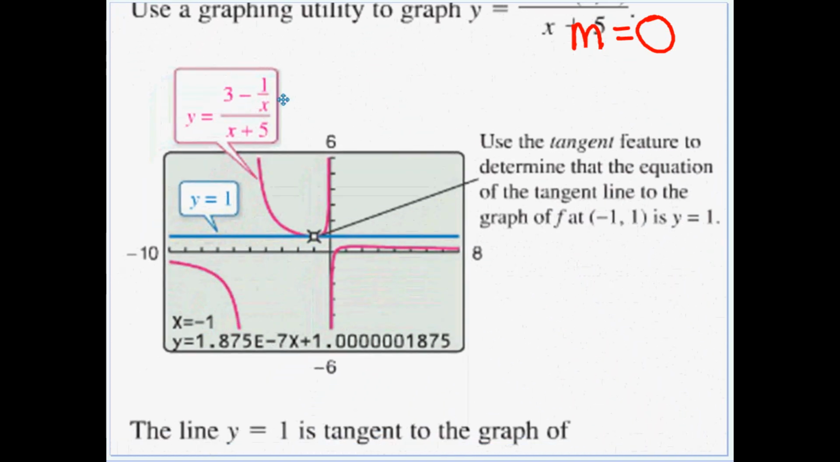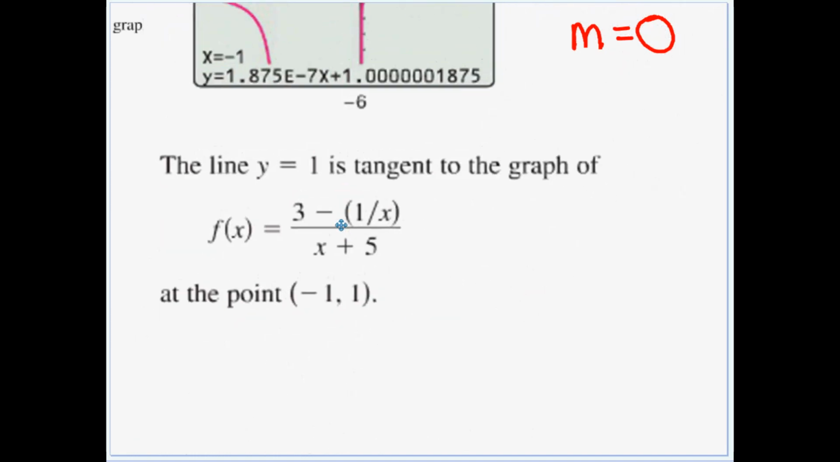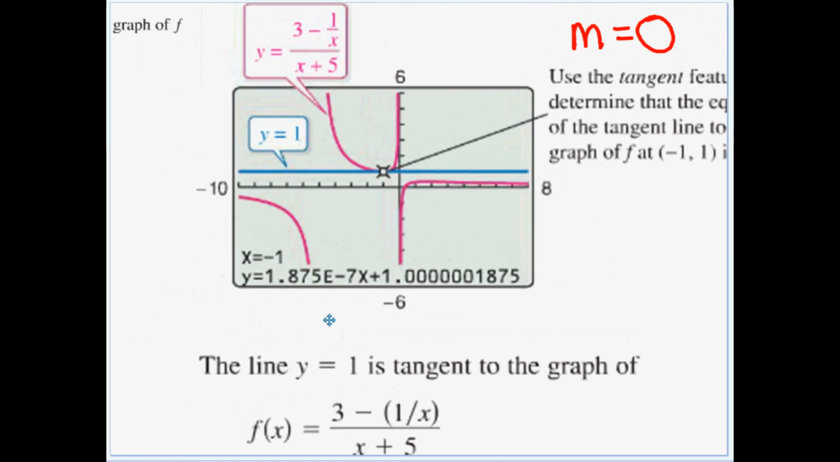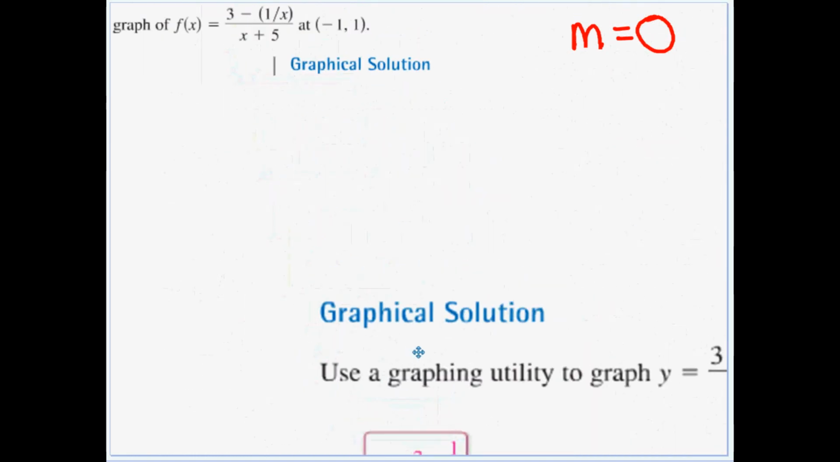So here's our original function. Use the tangent line feature to determine the equation. And when we see that right there at the point of tangency, that blue line is nice and horizontal. That's our line y equals 1. We're tangent to the graph of that function at the specific point that they asked for.